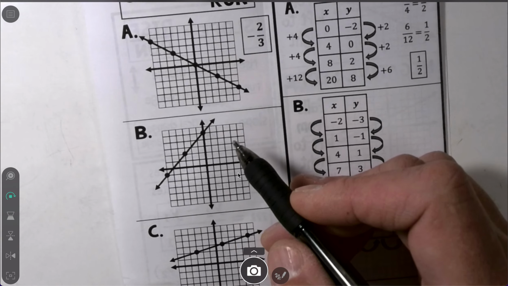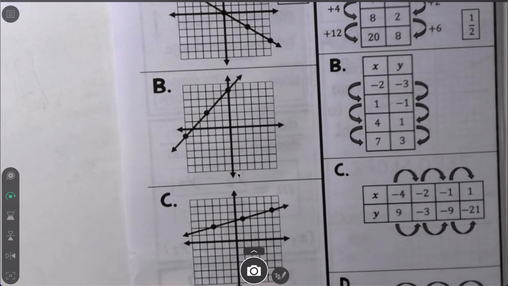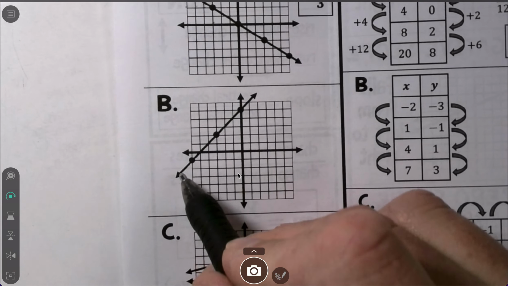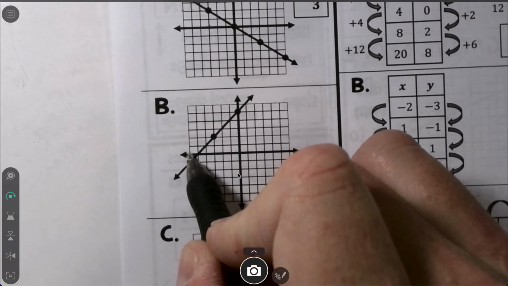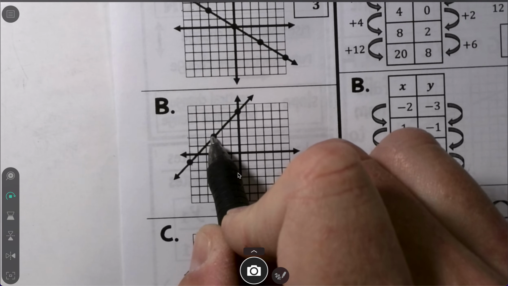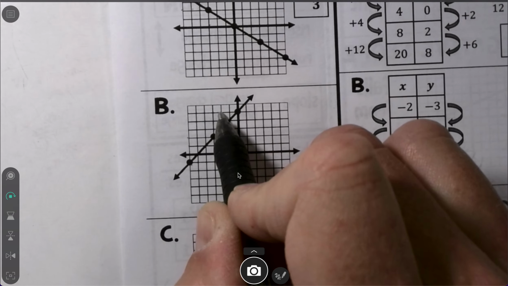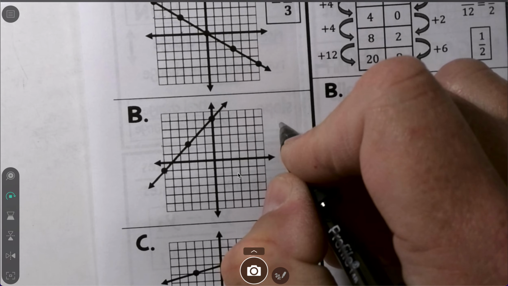So let's look at the next one here. For graph B, we can go up 1, 2, 3, right 1, 2, 3. And then from this dot, we would go up 1, 2, 3, right 1, 2, 3. So since it's going up, it's a positive slope.